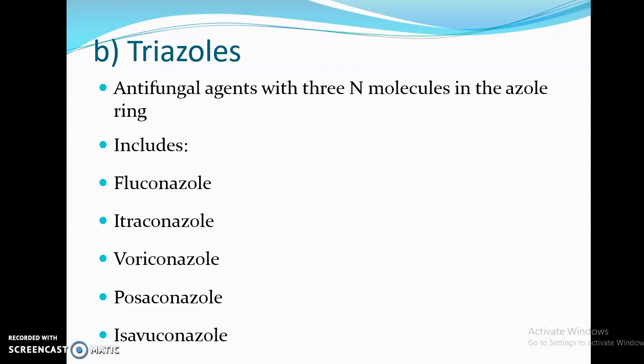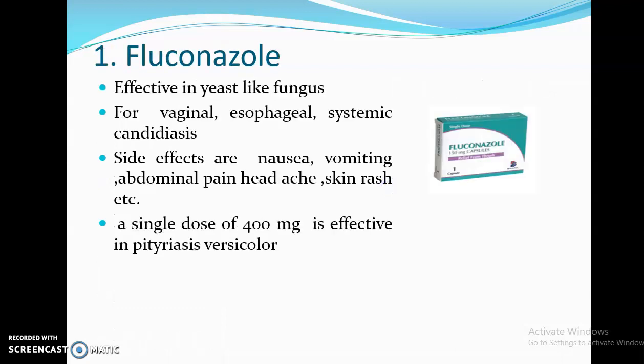Next is triazoles, antifungal agents with 3 nitrogens in the azole ring. We can see different types of triazoles. Some of them are listed below: fluconazole, itraconazole, voriconazole, posaconazole, isavuconazole. First we can see fluconazole. It is mainly effective in yeast-like fungus infections, mainly for vaginal, esophageal, systemic candidiasis. Side effects are nausea, vomiting, abdominal pain, headache, skin rash, etc. A single dose is 400 mg and it is effective in pityriasis versicolor also.